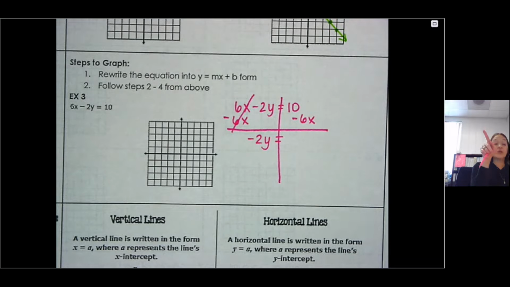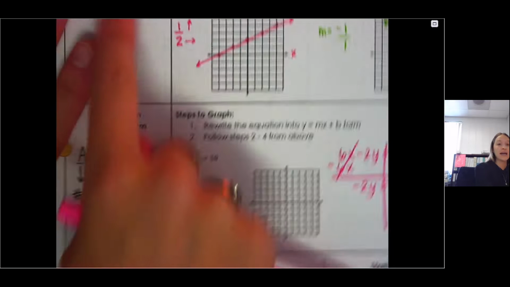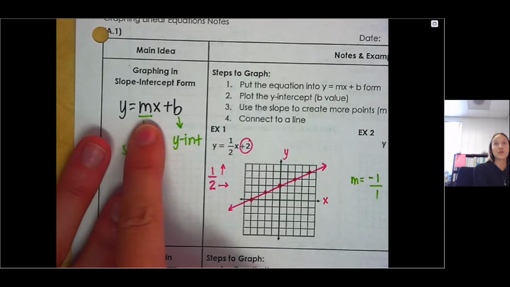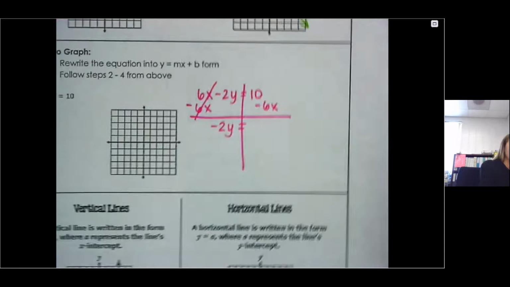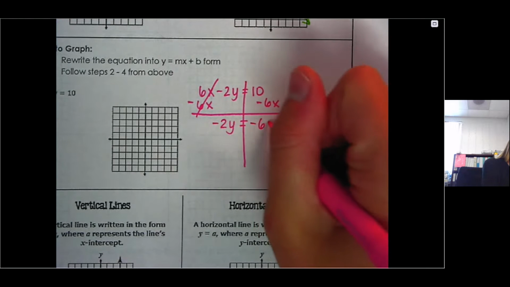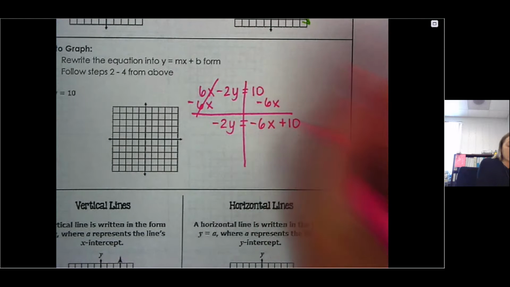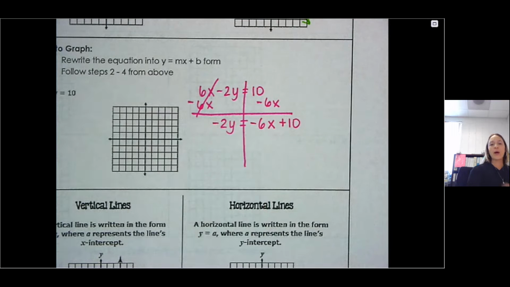So I'm going to go the opposite way only because I want to get the x first and then the b value. You're still right. But when I'm putting it in slope-intercept form, I want to put the x value first. And why did I put plus 10? Because it's a positive 10. Good. Now I've got one more step to get the y by itself.